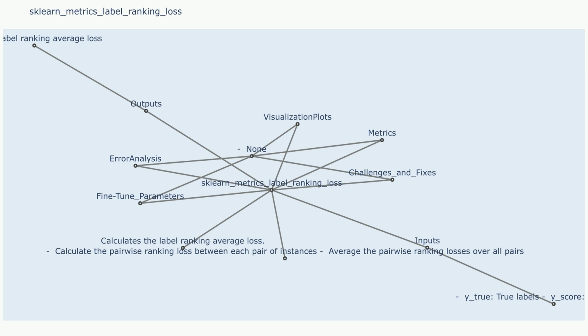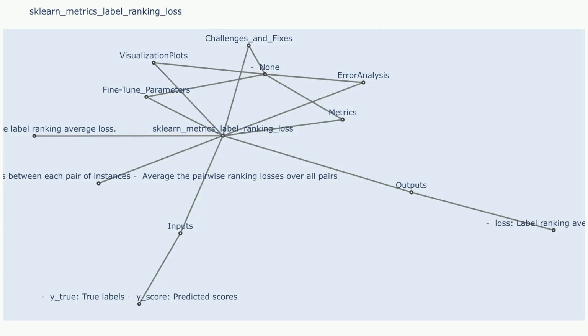sklearn.metrics.label_ranking_loss. Description: the label ranking loss function calculates the average number of label pairs that are incorrectly ordered, based on the predicted scores and true labels. This metric evaluates the performance of a ranking model, where the goal is to rank the labels in decreasing order of their relevance. Inputs: Y true.